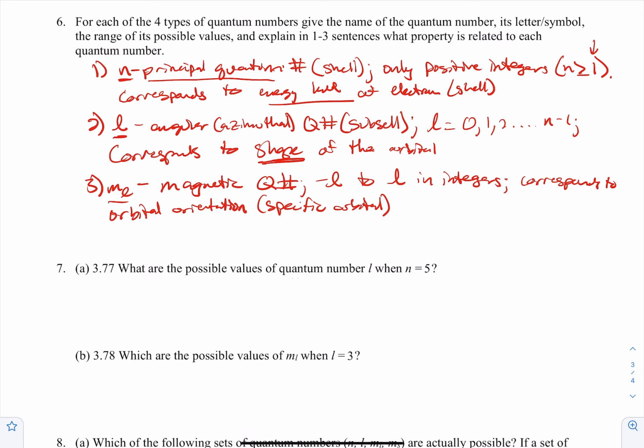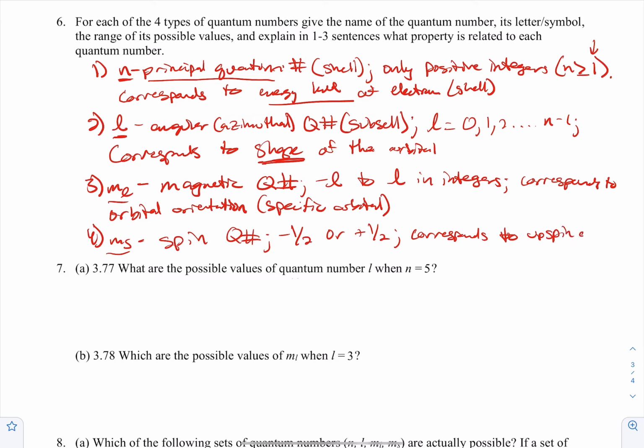Okay? All right, last one. We talked about this one in the last problem, but we've got the magnetic, or the spin quantum number. That's just designating either up spin or down spin. It can only be negative 1/2 or positive 1/2, which corresponds to up spin or down spin. And this is particularly for just electrons.